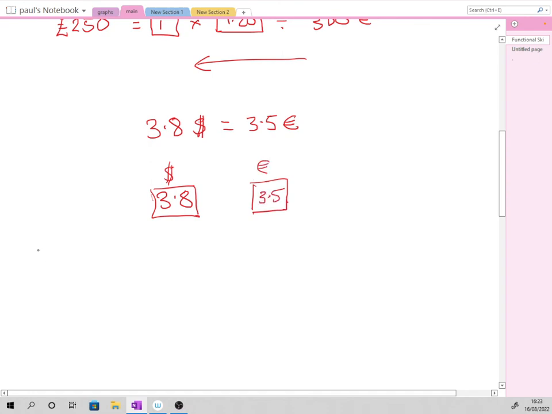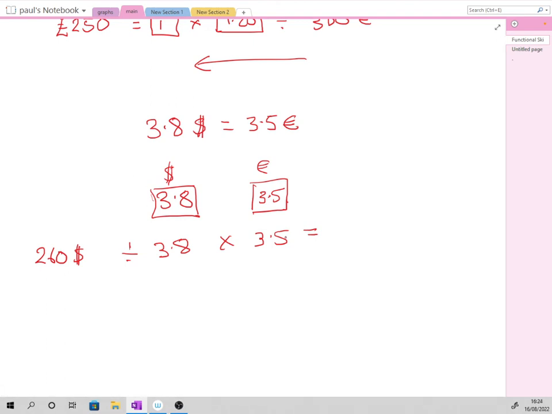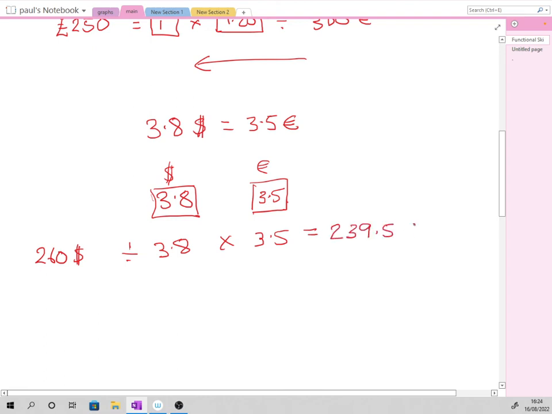And let's find out how much $260 is worth in euros, according to this. So we go divide by 3.8, multiply by 3.5, and equals. Divide, multiply, equals. So start with your 260, divide by 3.8, multiply by 3.5, press the equals button, and it's around about 239.5 euros. What about the other way around?